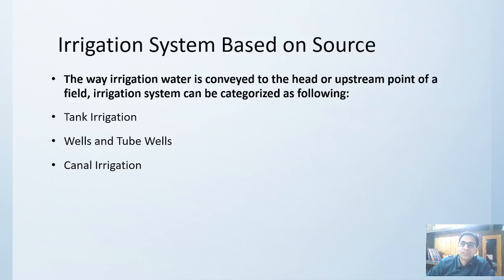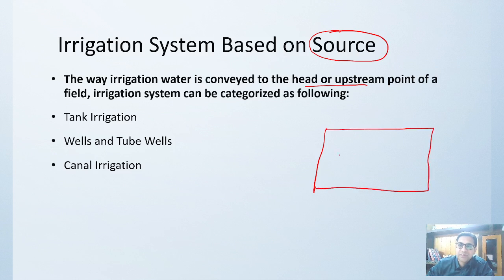Irrigation systems based on source. Source means the way irrigation water is conveyed to the head or the upstream point of a field. Like if this is our field area, outside the field, what is the thing through which the water will be coming? That is the head or upstream.